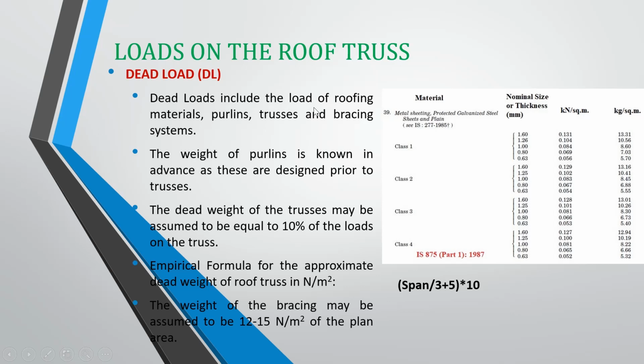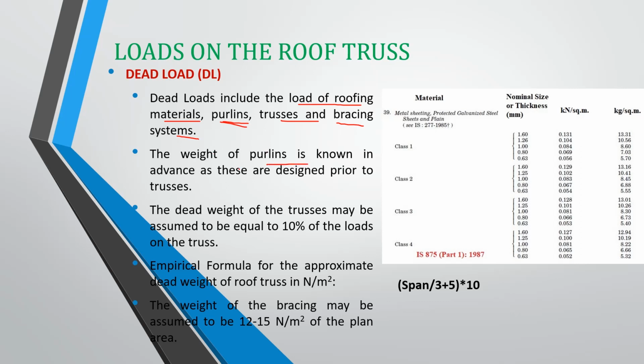So the dead load includes the load of roofing materials, purlins, truss, and any bracing system that may be present on the roof of our truss. These purlins and other bracings, these elements of our roof truss, can be modeled into our SAP model or our ETABS model or any software. So we do not have to separately consider the dead load for these components, including purlins and bracing, if we have modeled those elements into our software model. But if we haven't modeled them, then we have to consider the loads coming from those components onto our rafters and onto our frames.